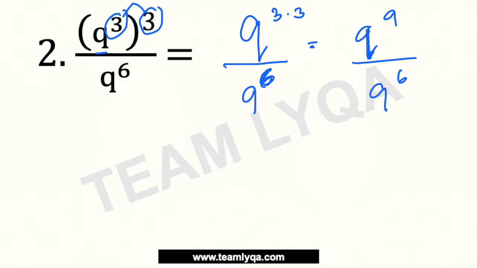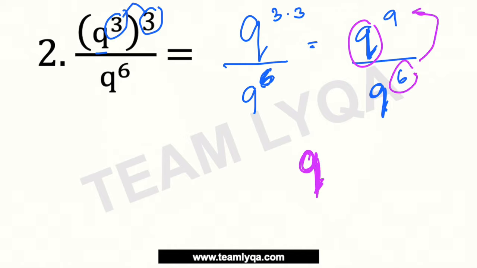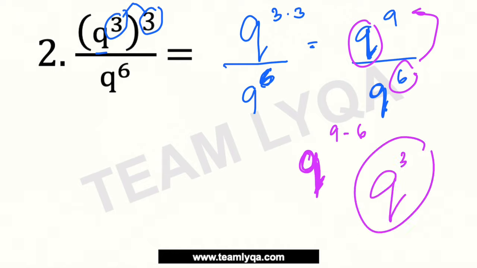Now, kapag nagdi-divide naman tayo like this, fraction form siya, ang gagawin natin is kukunin natin yung Q. And then, ang gagawin natin is isusubtract natin yung nasa ilalim na exponent from yung nasa ibabaw. So, that would be Q raised to 9 minus 6. Ang 9 minus 6 is equal to 3. So, ang answer natin is Q raised to 3. Okay? So, I hope tama kayo dyan.